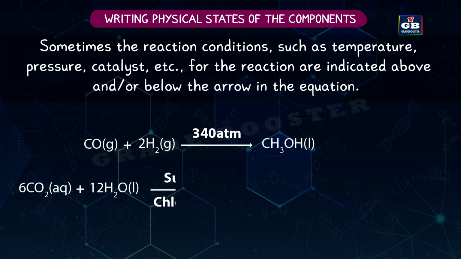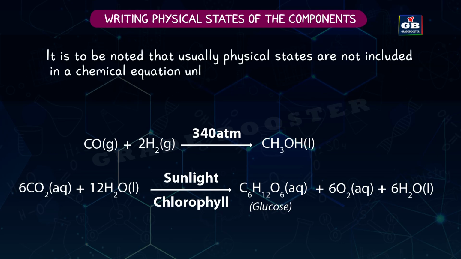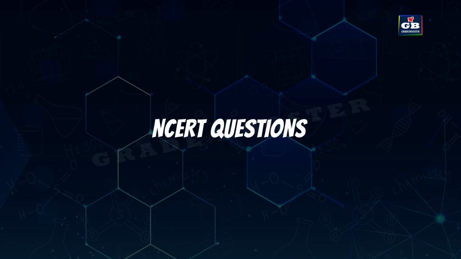In the same way, in the next reaction 6CO2(aq), that is aqueous, plus 12H2O(l), that is liquid, gives rise to C6H12O6(aq), that is glucose, plus 6O2(g) plus 6H2O(l). So this reaction takes place in presence of sunlight and chlorophyll. These things are mentioned on and below the arrow mark. It is to be noted that usually physical states are not included in a chemical equation unless it is necessary to specify them. Now let us find answers for these questions.